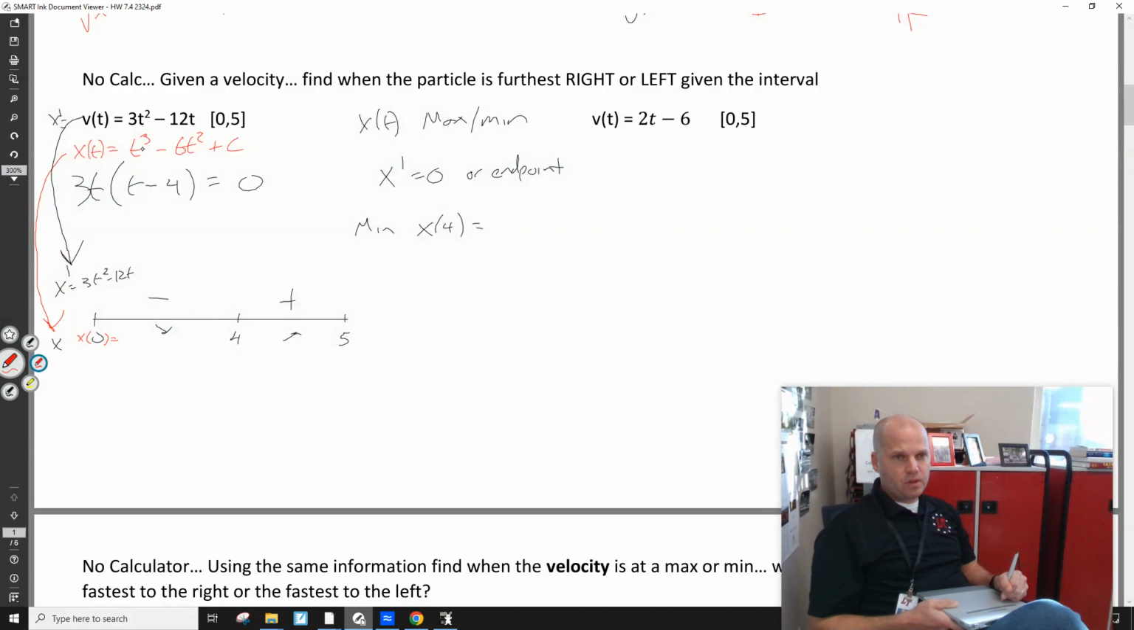I'll plug in 0 into my position function to get c. I'll plug in 4. I got 4 cubed minus 6 times 4 squared. I have to do this. 4 cubed is 64 minus 4 squared times 6, 96 plus c. Negative 32 plus c. All right, so this is negative 32 plus c.